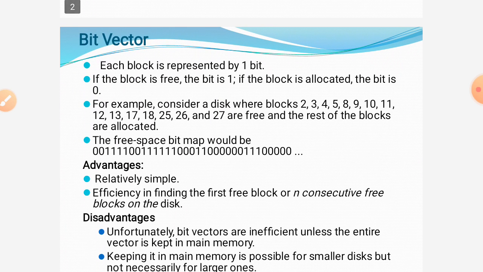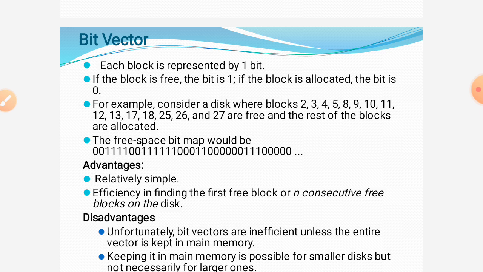So here there are different ways in which this free space list can be maintained. First one is bit vector. Here the free space list is implemented as a bitmap or a bit vector. So each block is represented by 1 bit. If the block is free, the bit is 1. And if the block is allocated, that means it is not free, the bit is 0.